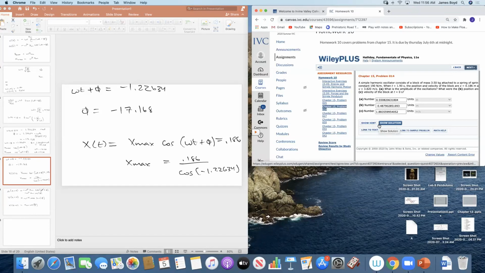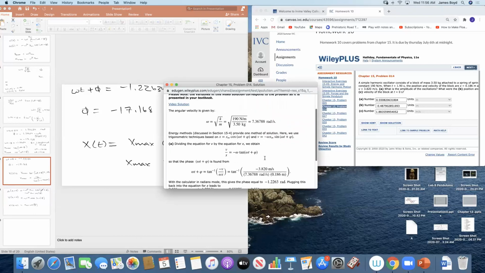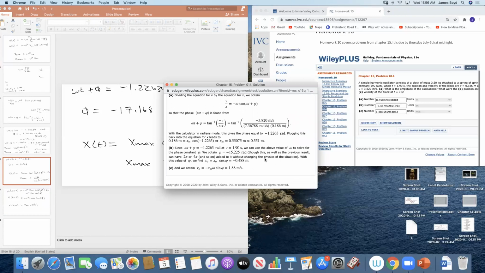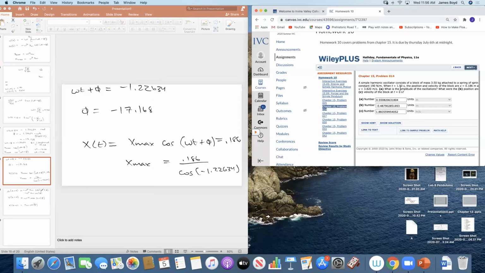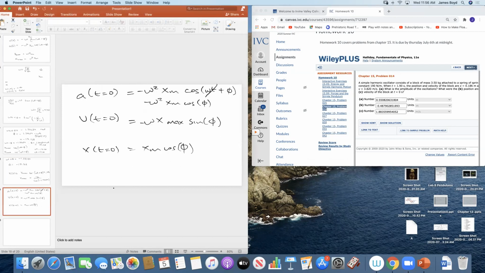Why are you being that way? Oh, because I'm sorry, you guys. My brain's in a million places. X max is 0.55, and I just put in omega for it. 0.5508 times cosine of negative 17.168 gives me 0.06.